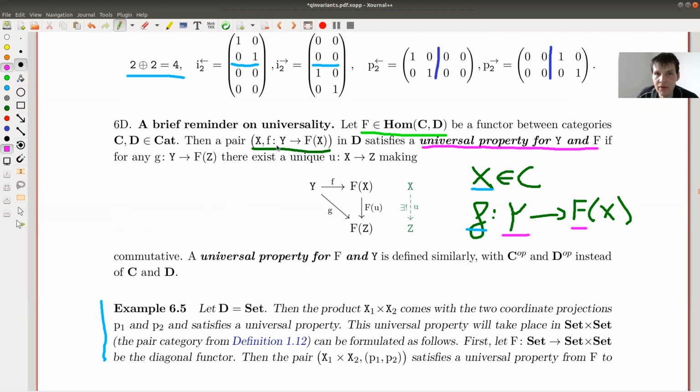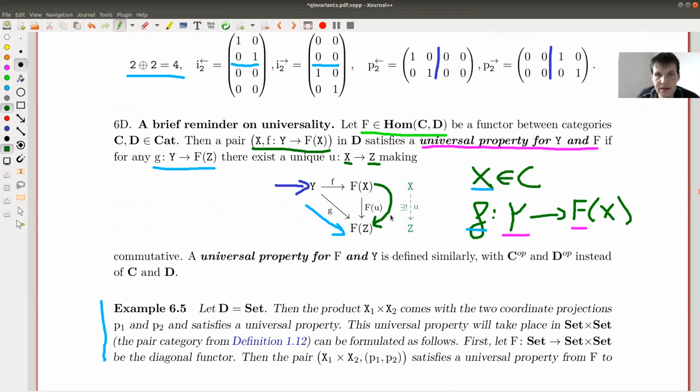Okay, so a pair consisting of an object and a morphism. And the universal property is then just saying that for all maps, let's look at the diagram. You can write your f here in the first row, and you want to go to some fixed g. G goes here. And then there is some u, and it goes from x to z.